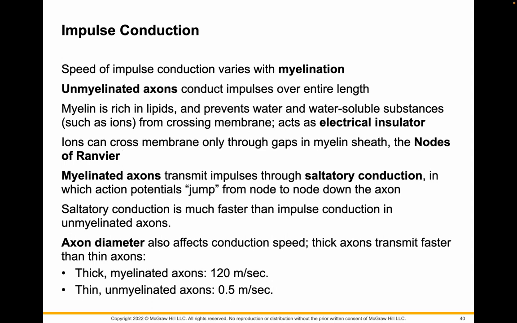The axon diameter can also affect the speed. The thicker the axon, the faster it transmits, kind of like a water hose. If you have a thick hose, it can transmit a lot more water. And so here is showing you a thick myelinated axon, how fast it can move this action potential down the axon, and a thin unmyelinated is much slower.